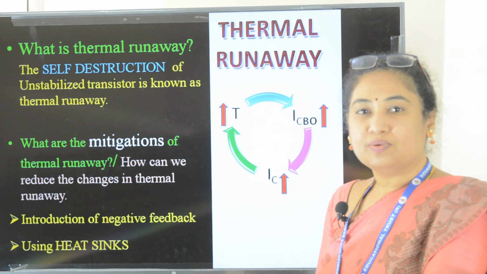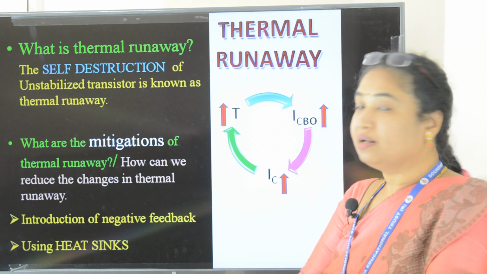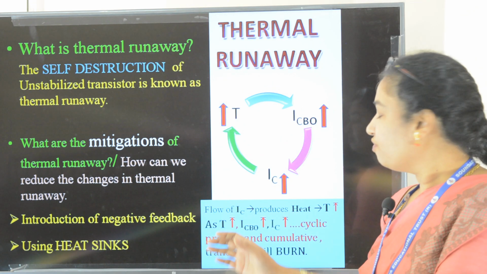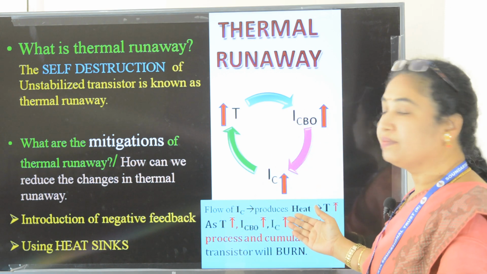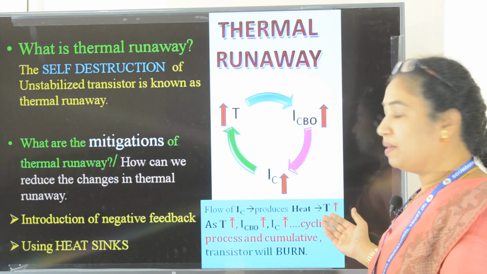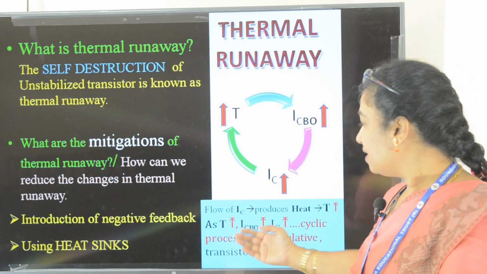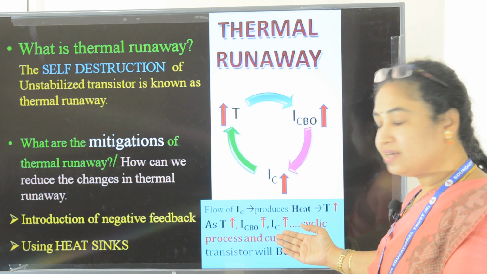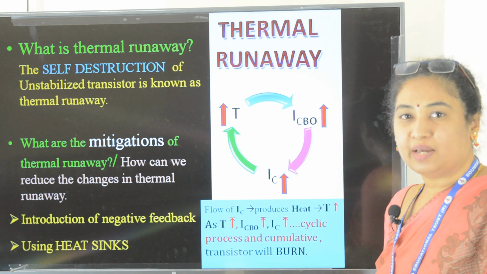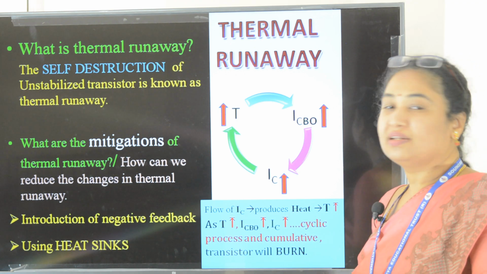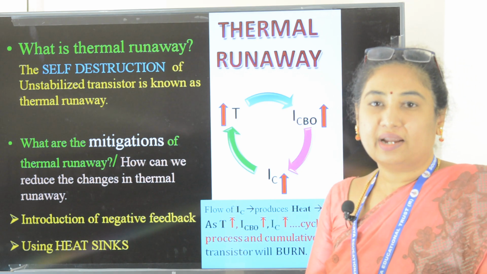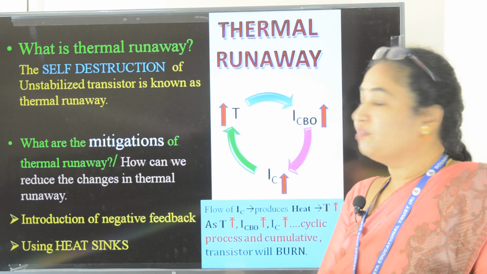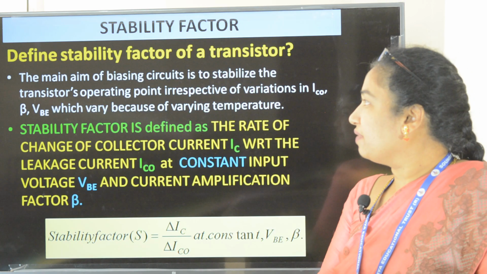Next one is using heat sinks. So we shall see what heat sinks are. Here the flow of collector current produces heat. Because of the heat produced, the temperature will increase. As temperature increases, the ICBO leakage current increases, the collector current increases, and this is a cyclic process and it is cumulative. As a result, the transistor will burn, and this will lead to the self-destruction of the transistor, and this phenomenon is known as thermal runaway.